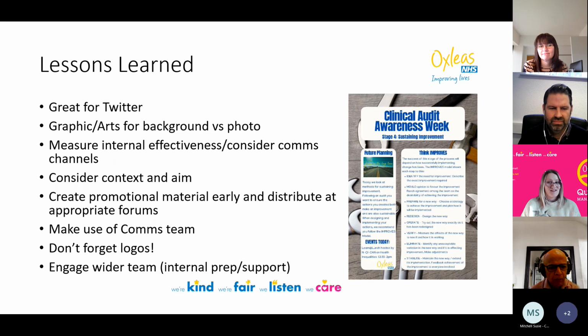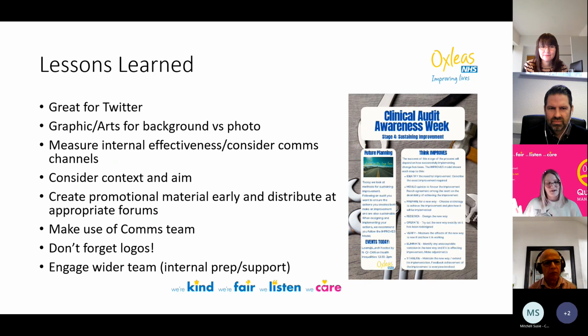It's really key with this as well to think about how you're going to measure the internal effectiveness and what comms channels you've got. Like I say, we're a small team, we're quite a big trust. It was quite hard to get comms engaged at the time. Things have changed since our team's gotten a bit bigger, so doing this now would be a lot easier. But we didn't have a way of measuring how well this was being spread within the trust.